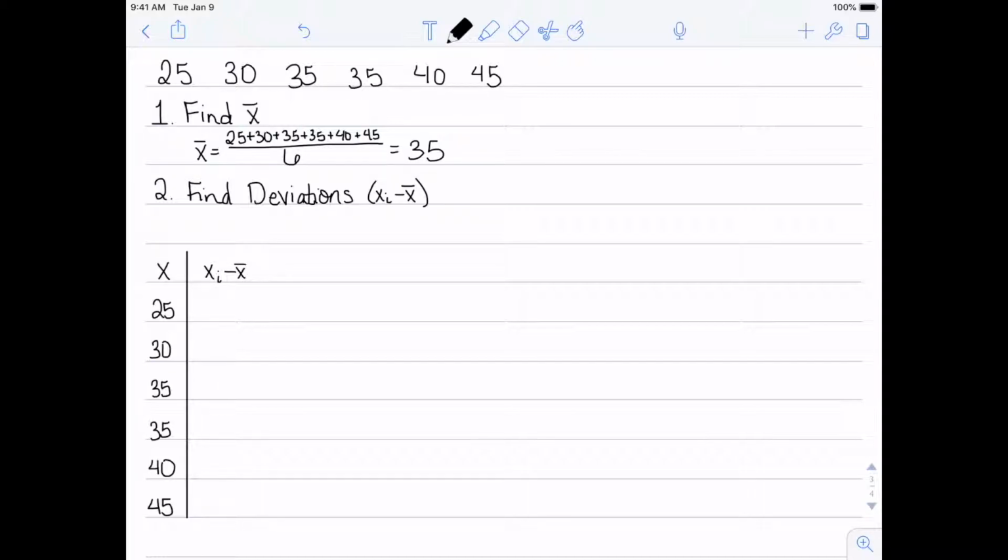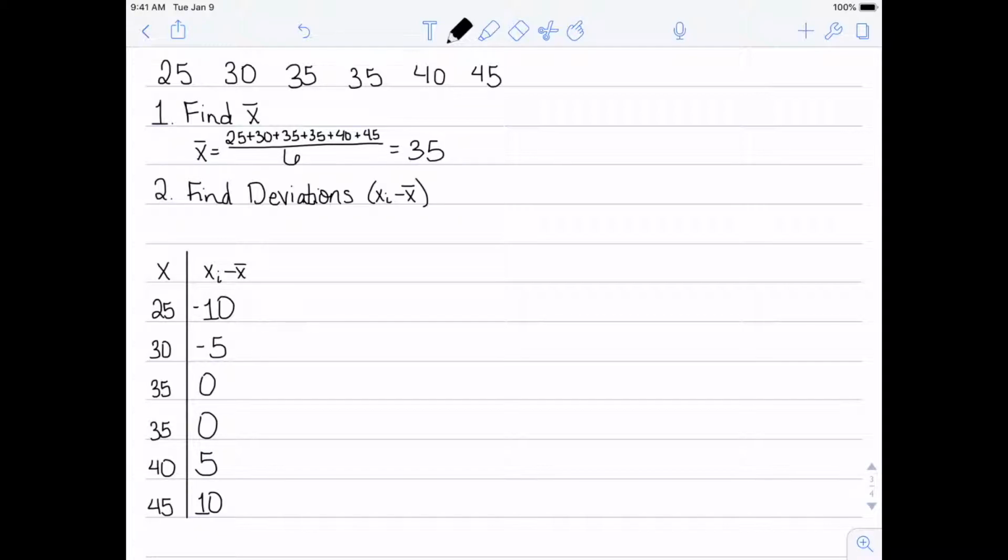So first I have 25 minus 35, which is negative 10. 30 minus 35 is negative 5. 35 minus 35 is 0. 40 minus 35 is 5. And finally, 45 minus 35 is 10. If we add up this column that we just made, it adds to 0. Just like we talked about previously, this column should always add to 0, and it is a good way to check your work.